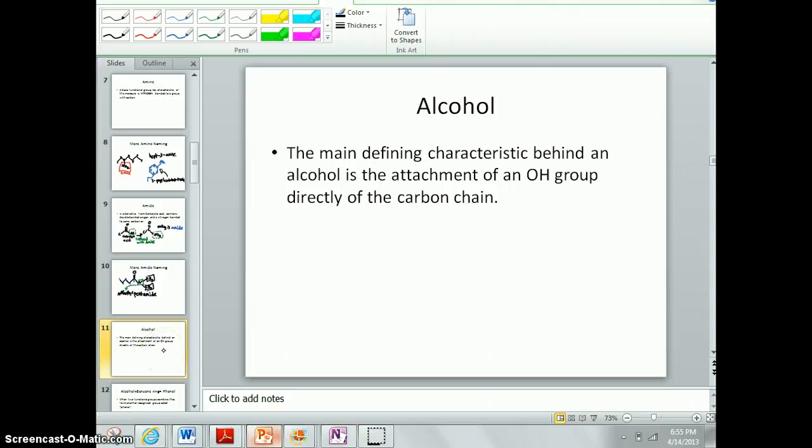Moving on. Alcohol. The main defining characteristic behind an alcohol is the attachment of an OH group directly to the carbon chain. So we'll just draw something simple like this. OH group right there. All right, so just like everything else, now that we have our chain, we're going to number it. 1, 2, 3, 4, 5.